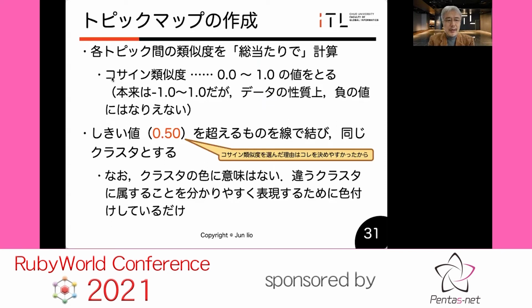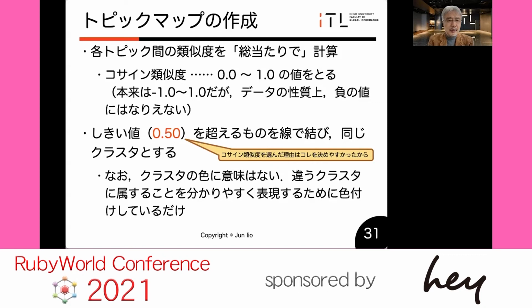Why do we use this cosine similarity? The value is from -1 to +1, but because of the nature of the data, it cannot take any negative value. So that means from 0 to 1. And we set the threshold value of 0.5. Initially, we started with 0.7, but now it's 0.5. And then we analyze.